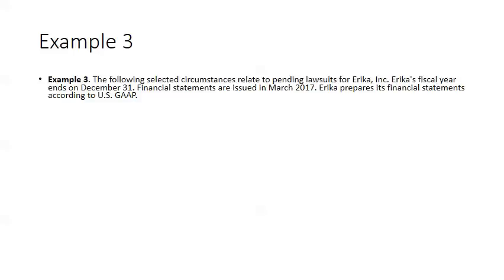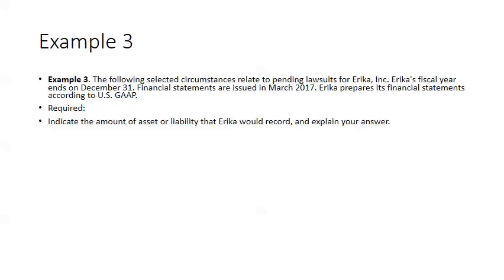Example 3 has several different situations involving potential contingent liabilities. It says the following selected circumstances relate to pending lawsuits for Erica Inc. Erica's fiscal year ends December 31st, 2016. Financial statements are issued in March 2017, and they prepare their financial statements according to US GAAP. So we're supposed to indicate the amount of asset or liability that Erica would record.